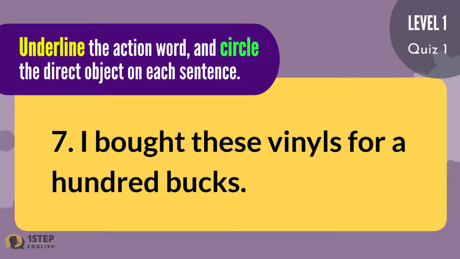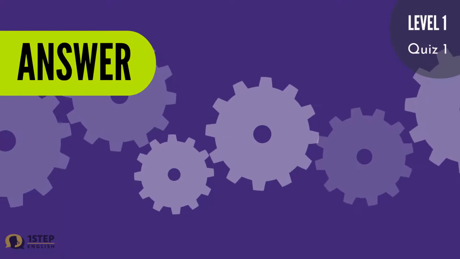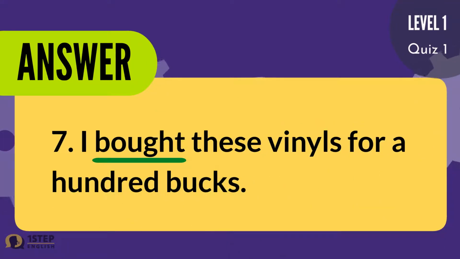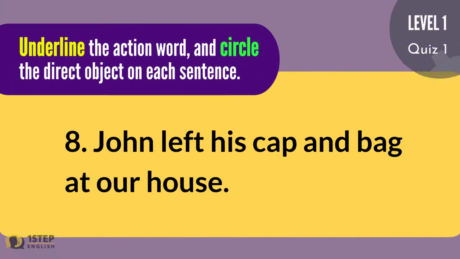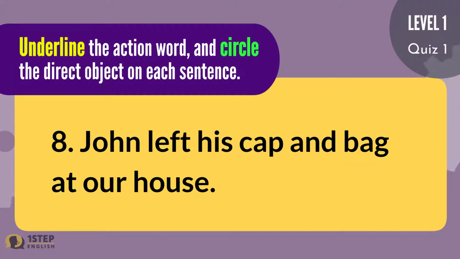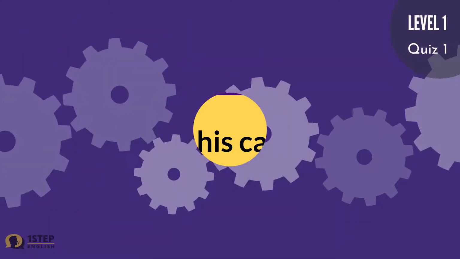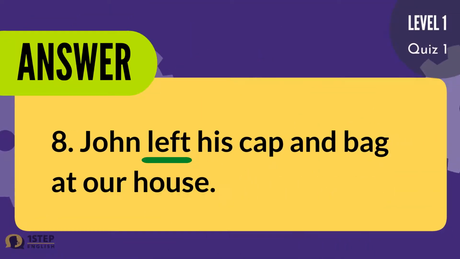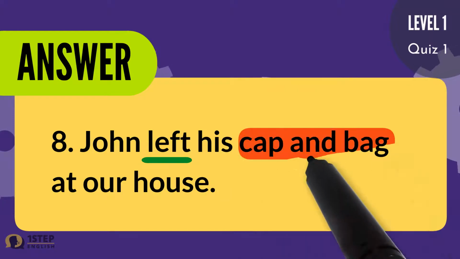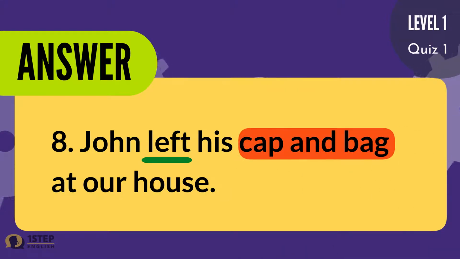Number 7. I bought these vinyls for $100. Bought is the action word. Vinyls is the direct object. Number 8. John left his cap and bag at our house. Left is the action word. Cap and bag is the direct object.